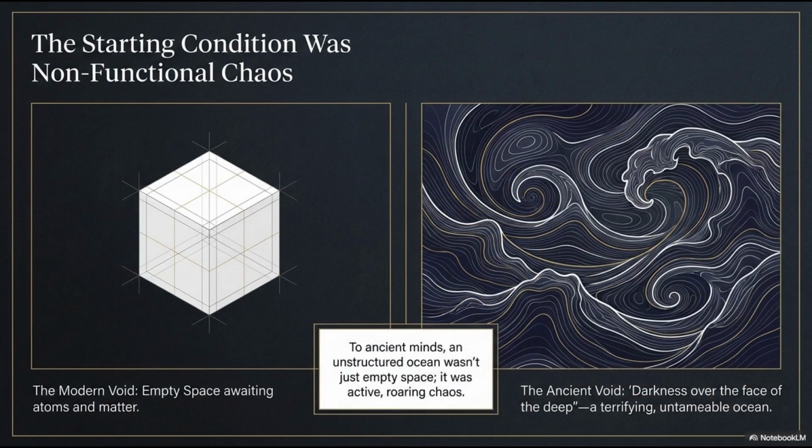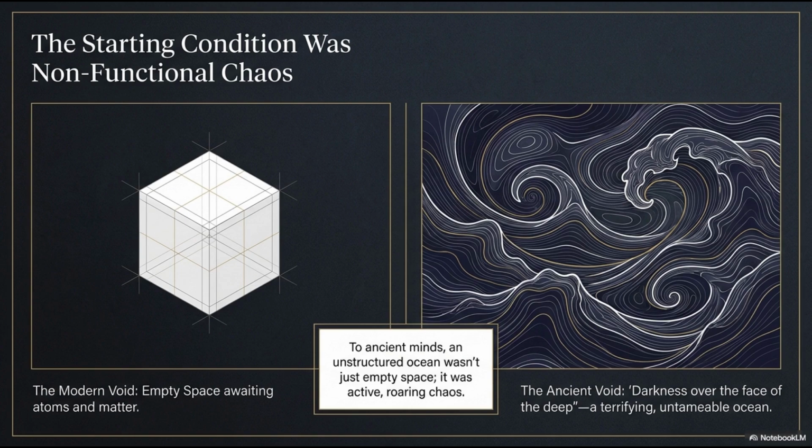Okay, let's unpack this. Because that opening imagery of the empty warehouse is actually a very modern way of looking at what the text describes as without form and void. Yeah. The original text paints a picture of darkness over the face of the deep and the spirit hovering over the waters. It's the ultimate blank slate, but a deeply chaotic one. Right. For an ancient reader, an unstructured dark ocean wasn't just empty space. It represented terrifying, untamable chaos.